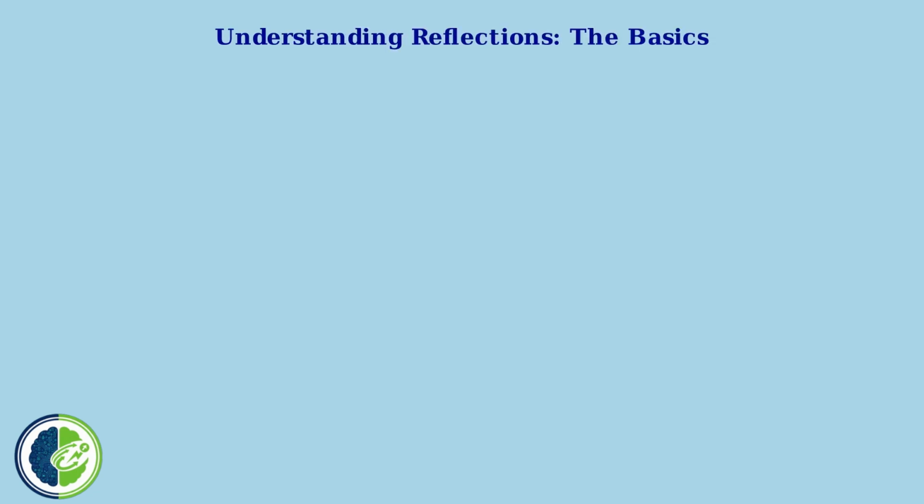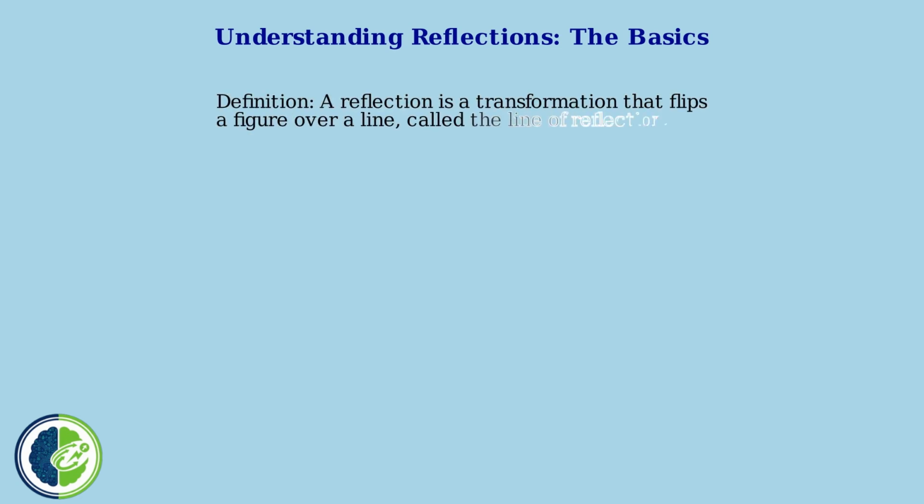Reflection is one of the fundamental transformations in geometry. Understanding how reflections work is essential for mastering geometric transformations. A reflection is a transformation that flips a figure over a line. This line is called the line of reflection, and it acts like a mirror.